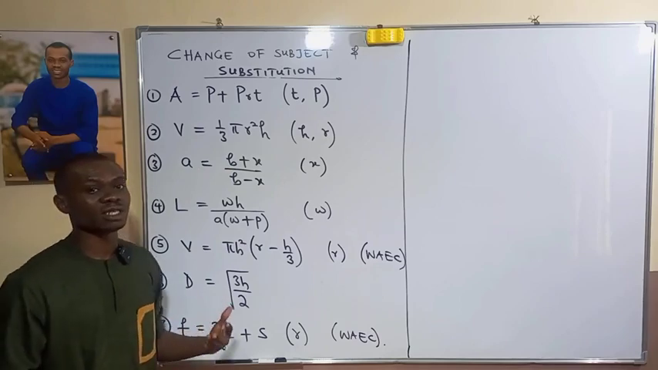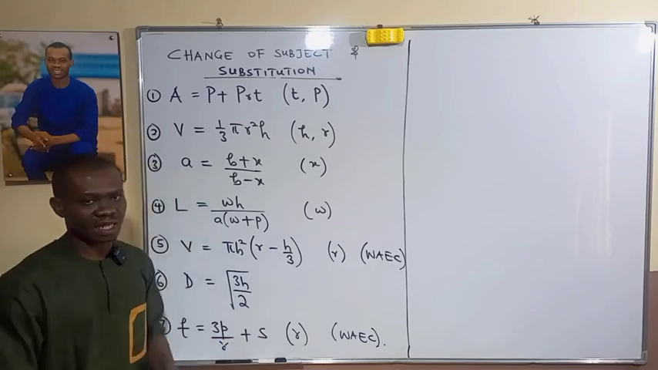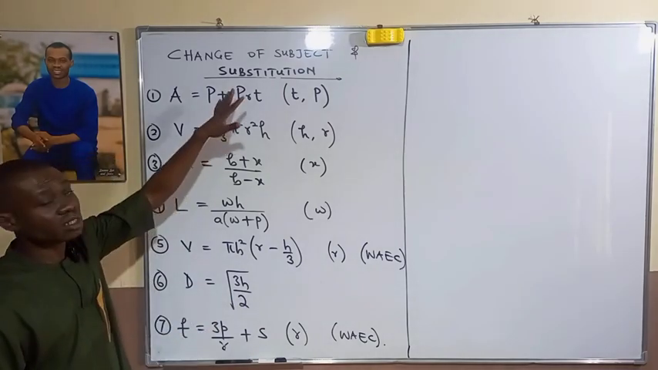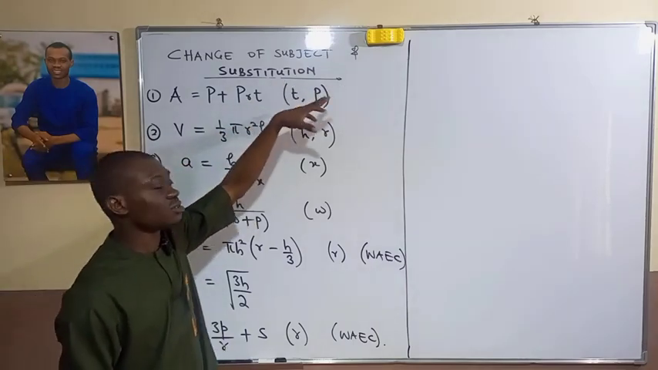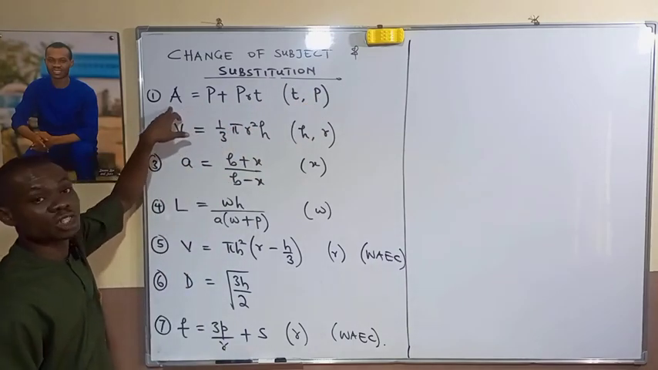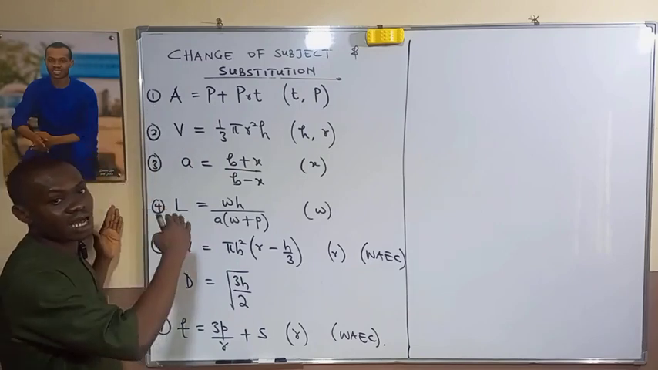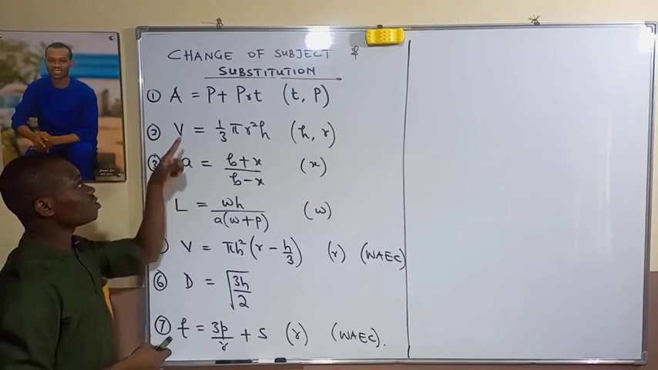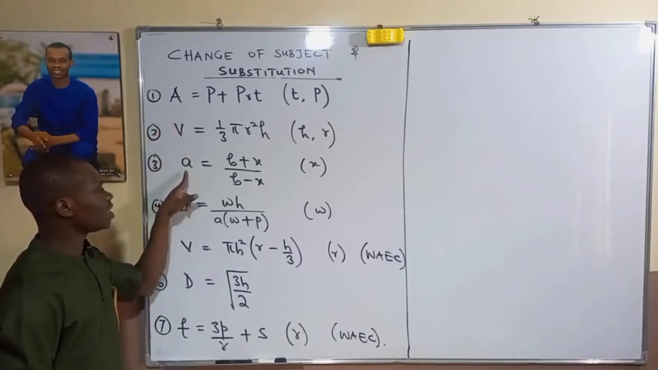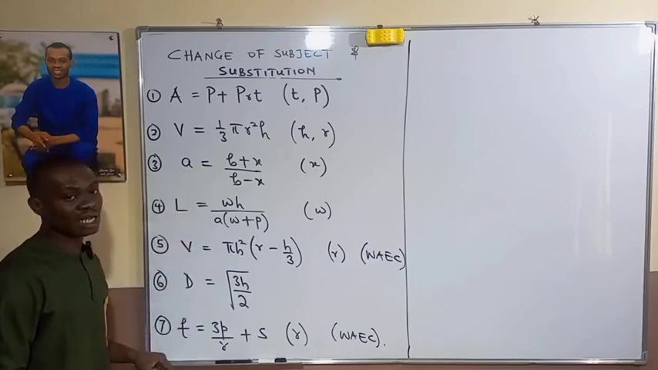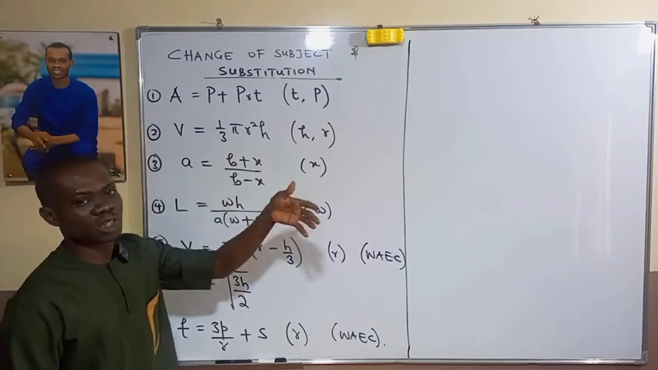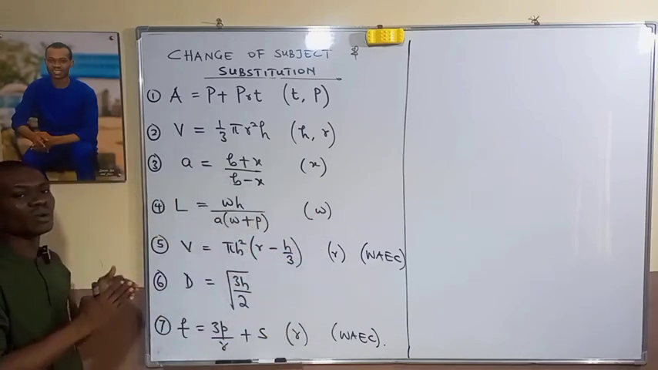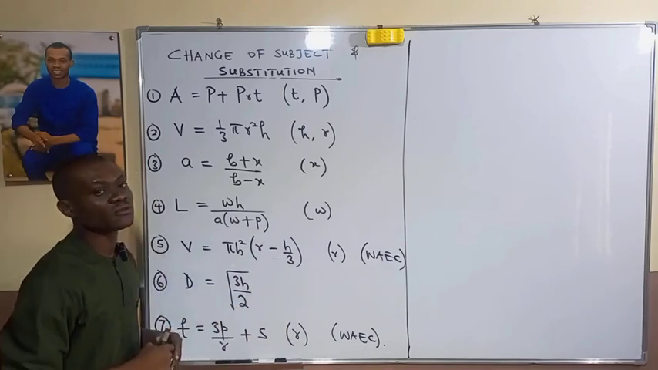Because you get to see this in different areas beyond mathematics, such as physics and other subjects that involve calculations, it is important. First of all, the subject refers to the particular variable which is written alone, the dependent variable, the one that depends on the rest. Like here, A is the subject, V is the subject, A is the subject, L is the subject, and so on. Changing a subject means you want to write another variable to be the one that will now stand alone, and the rest will be on the other side of your equation.